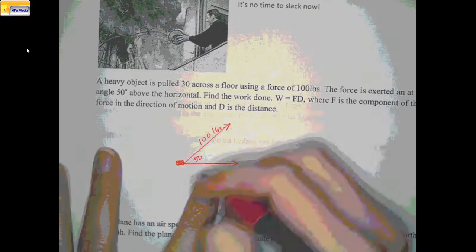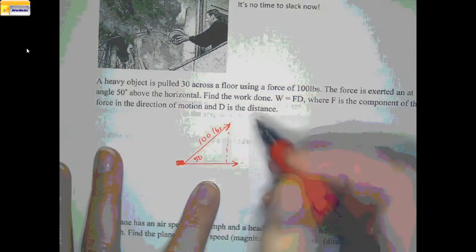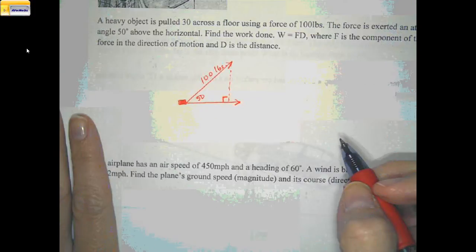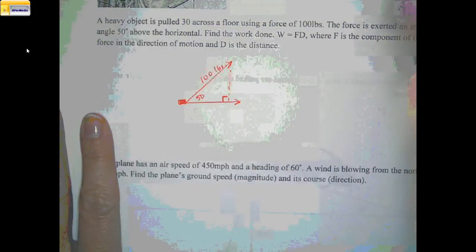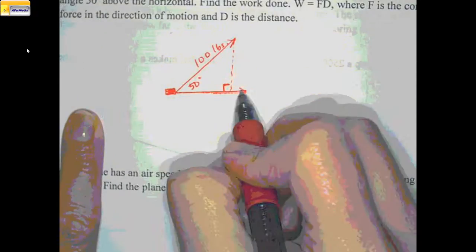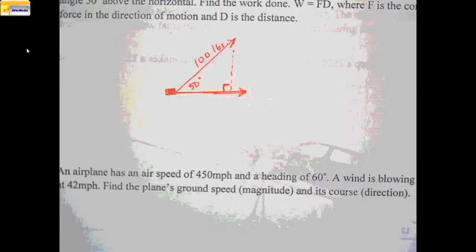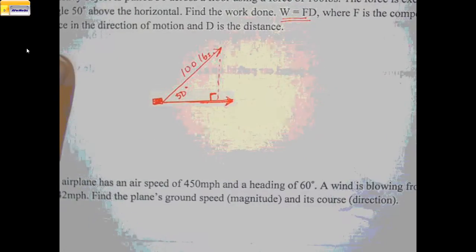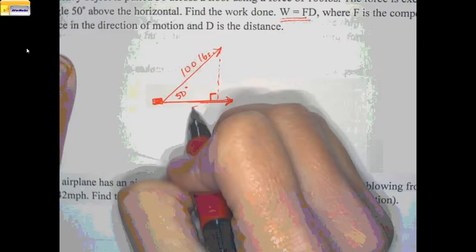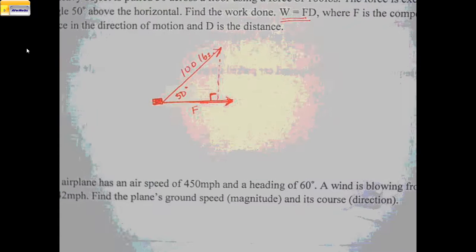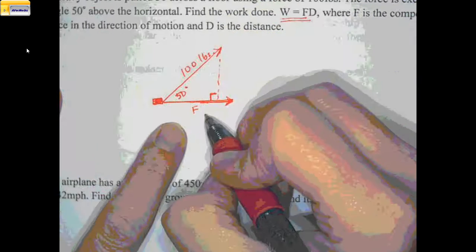So if it's above a horizontal, what kind of triangle is this? It's a right triangle, right? That's kind of what we have here. It's above a horizontal, so we do have this other sort of floor here. Find the work done. Work, it tells you, is F times D, where F is the component of the force in the direction of motion, and D is the distance. We have distance, we don't need it yet. We've got a force here, and we have to find this force.